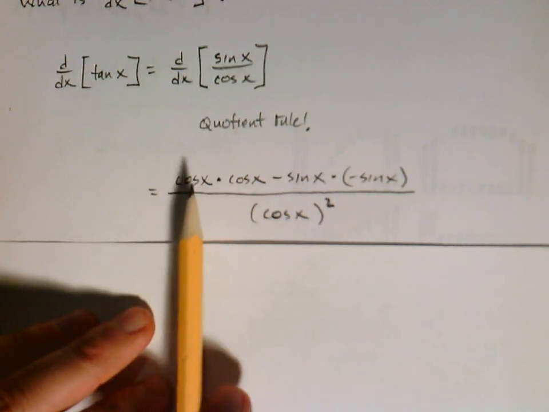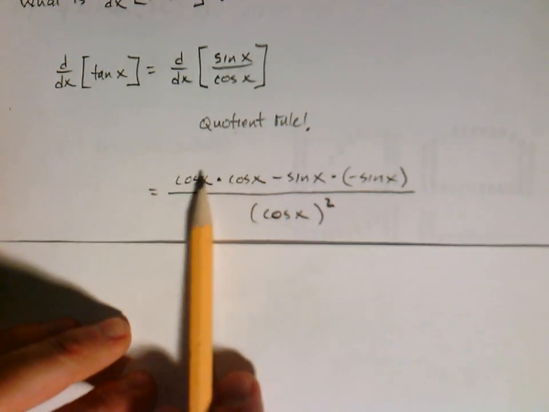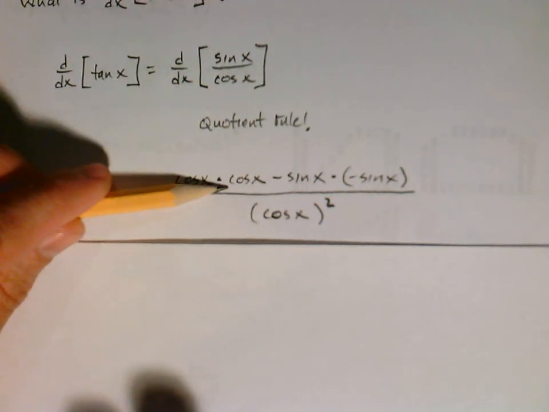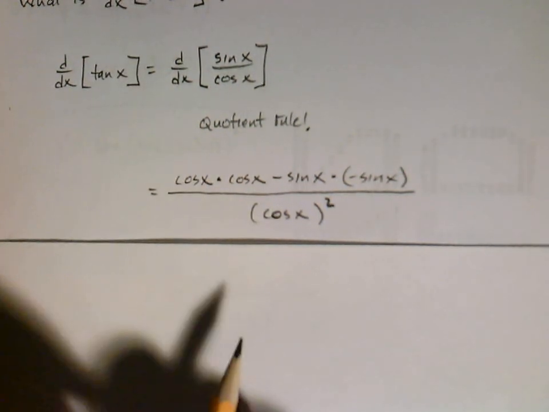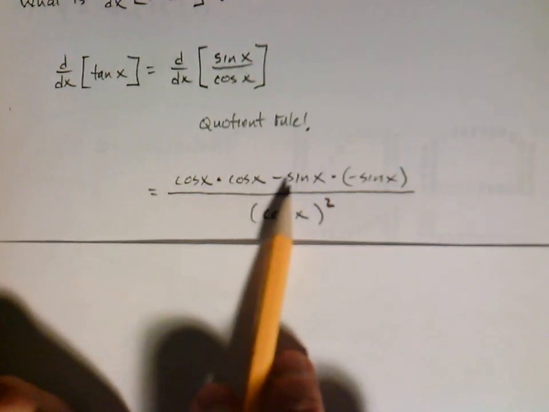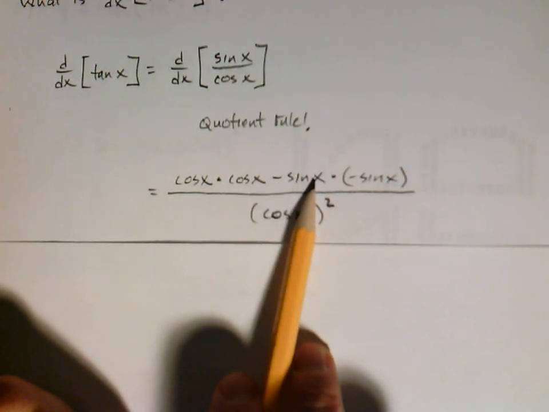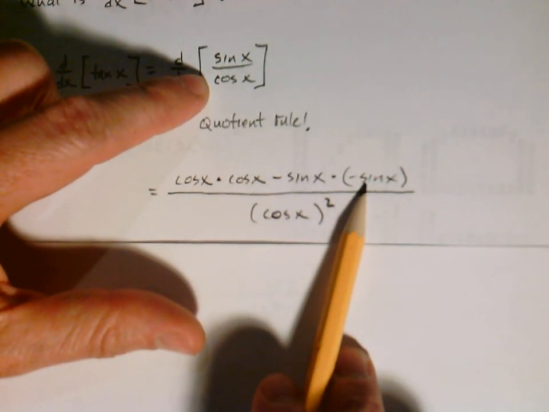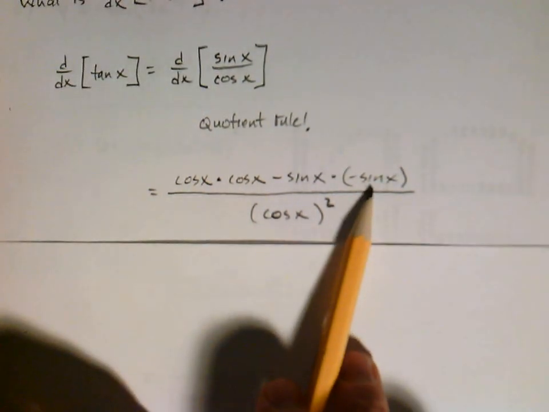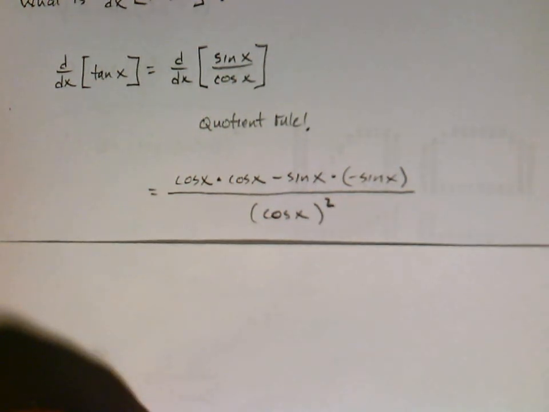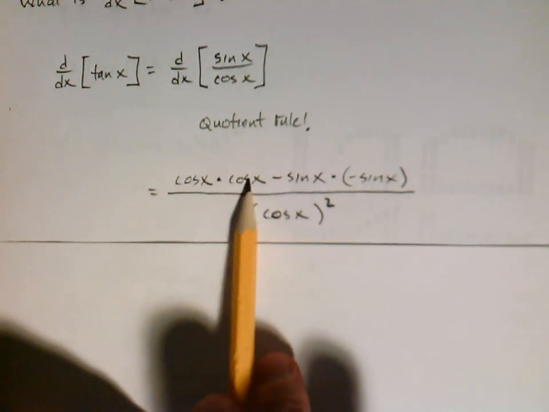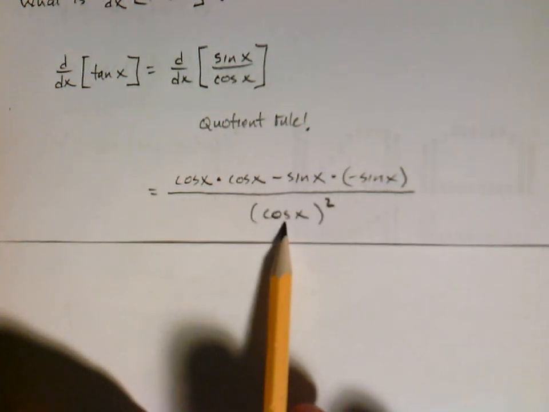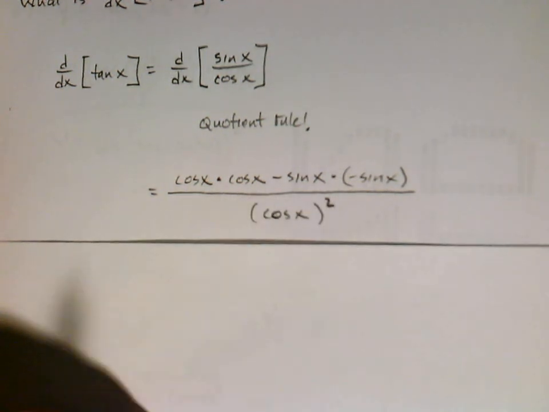Quotient rule, we know we do the low times the derivative of high. Well, the high is sine of x, so the derivative of high is cosine x, minus the high times the derivative of the low. Well, if the low is cosine of x, then the derivative of low is negative sine x. So there we have low d high minus high d low, all divided by the low squared, cosine of x squared.